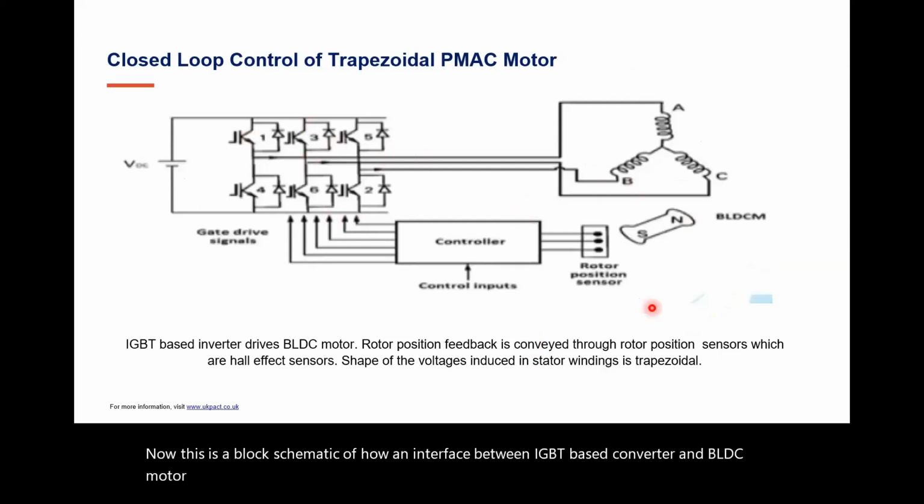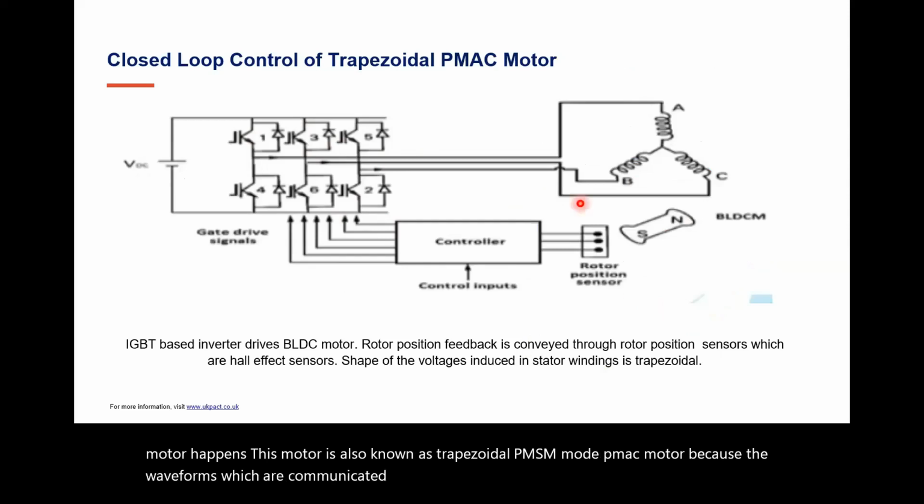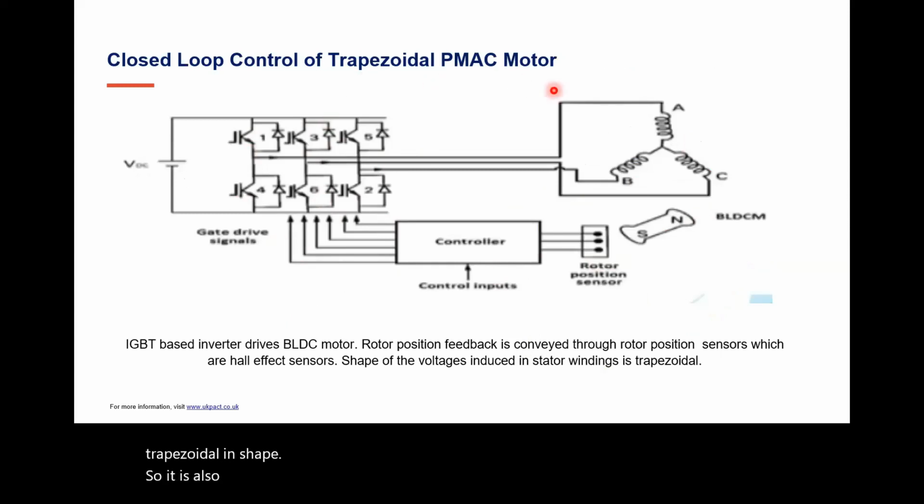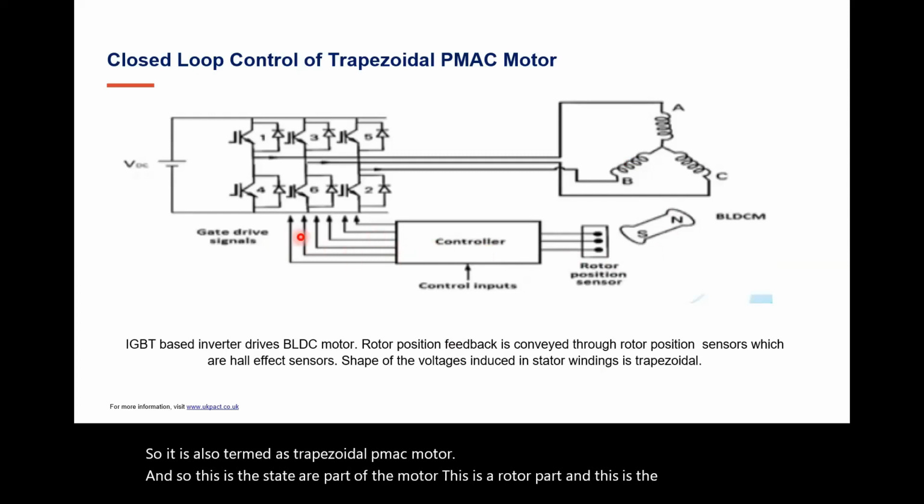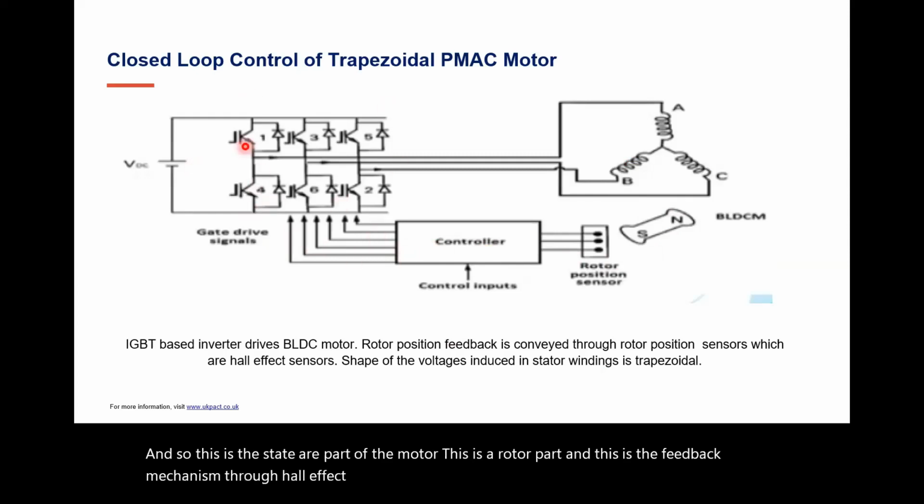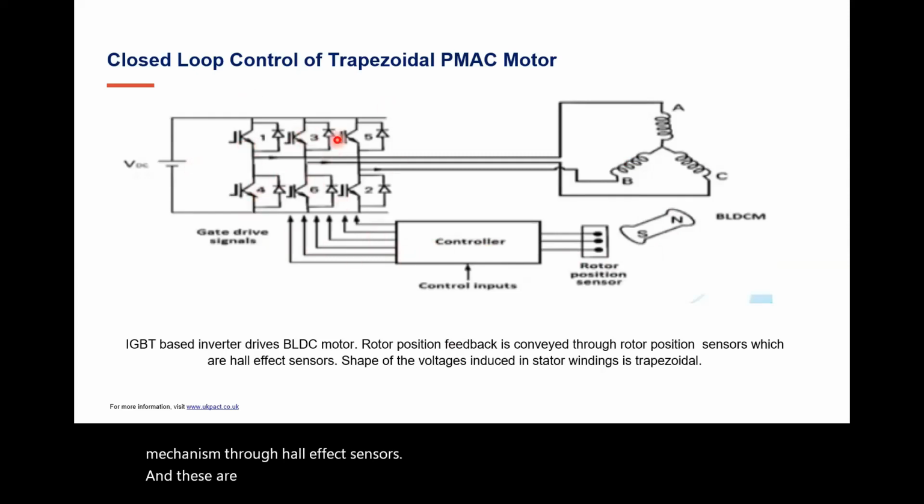This motor is also known as trapezoidal PMSM motor, PMAC motor, because the waveforms which are communicated from the motor to the inverter are trapezoidal in shape. So it is also termed as trapezoidal PMAC motor. And this is the stator part of the motor, this is the rotor part, and this is the feedback mechanism through Hall effect sensors. And these are the IGBTs, insulated gate bipolar transistors, which drive the stator winding.